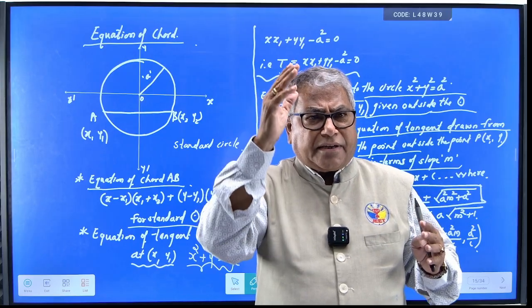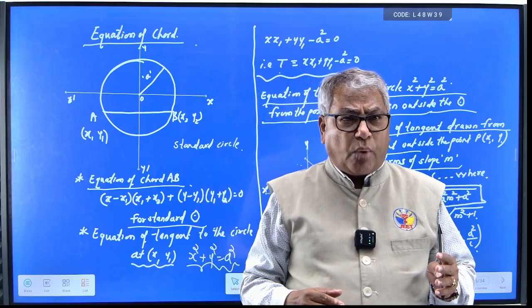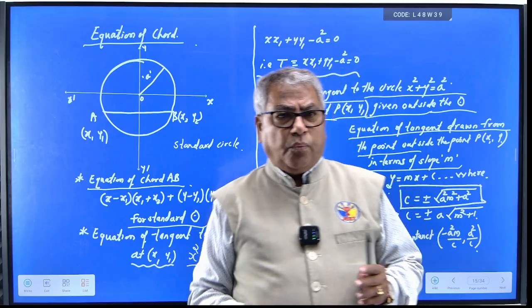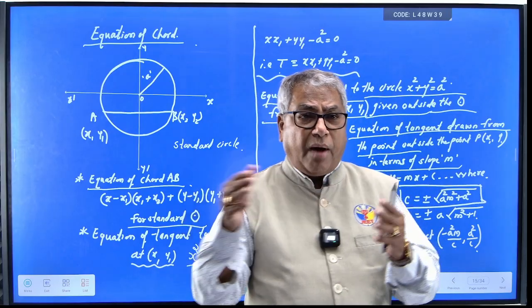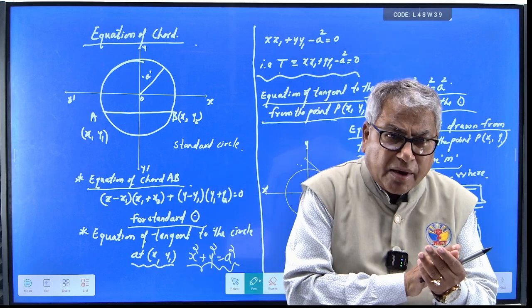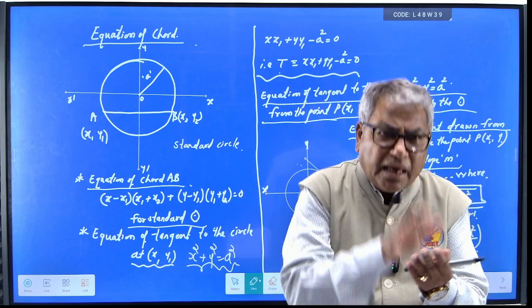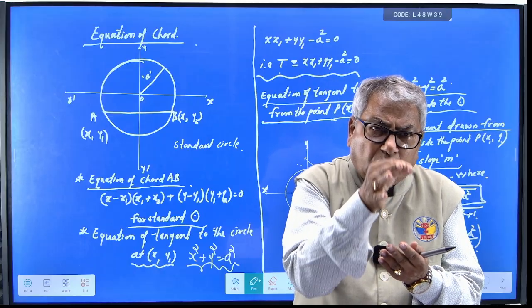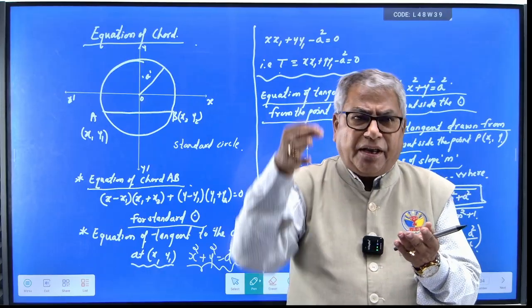Show that it is a tangent to the circle x square plus y square is equal to 16. So what is your a square? 16. Well, write the equation 2x plus 3y is equal to 5 in the form y is equal to mx plus c, slope intercept form. Find out the coefficient of x, m, and finally c.